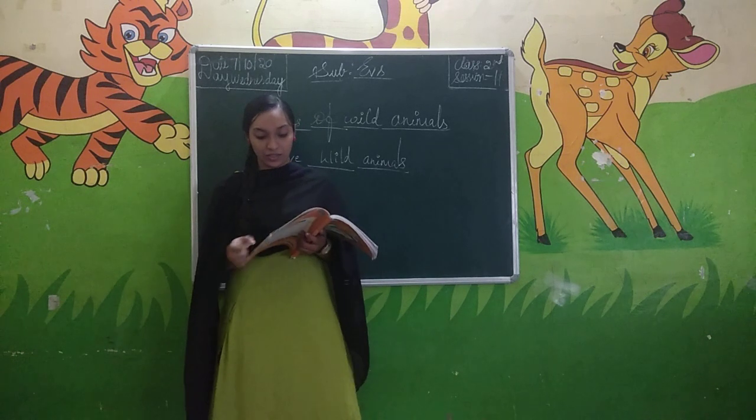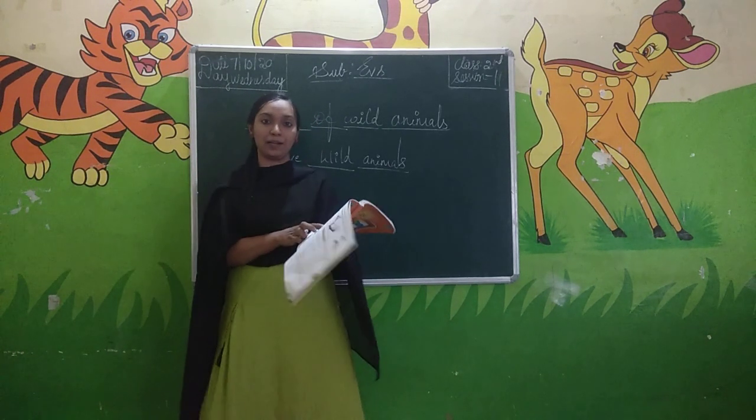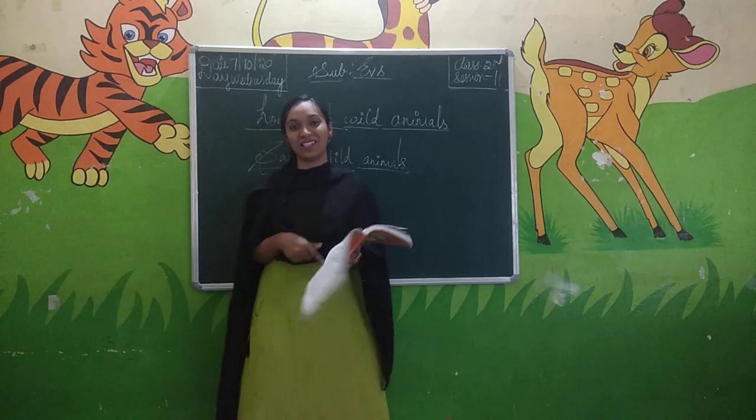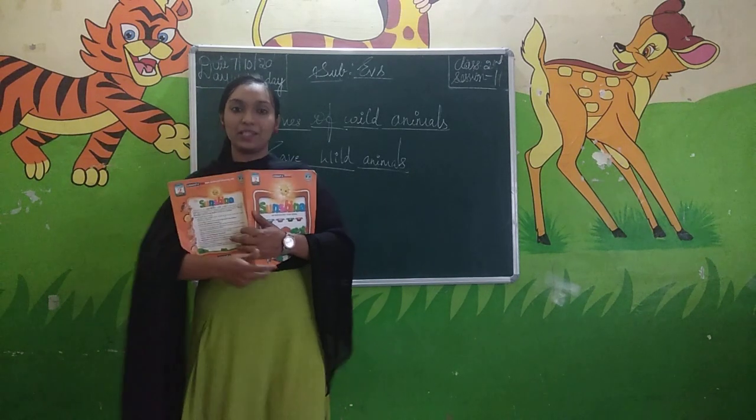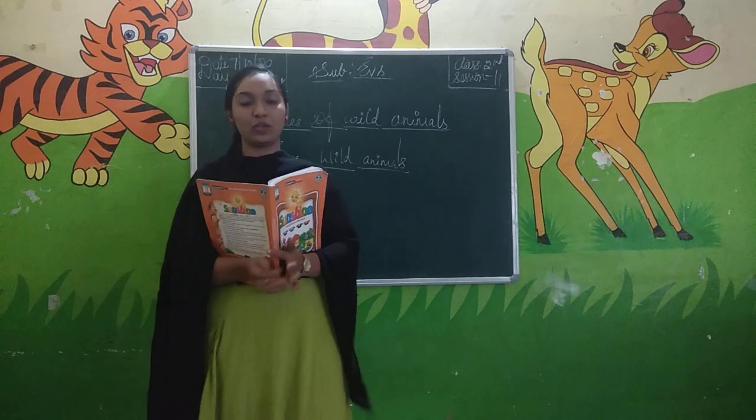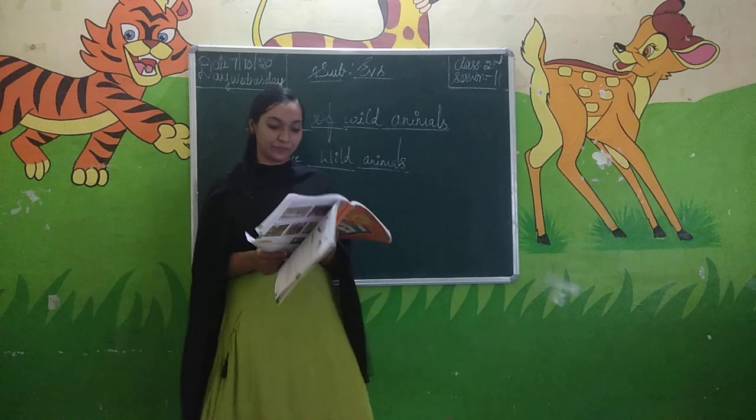Okay, students. So till here, our chapter 9 is completed. That is food and homes of wild animals. So this was a very interesting chapter, students. We got to know where the wild animals live and what the wild animals eat, right? I hope you understood this chapter, food and homes of wild animals.